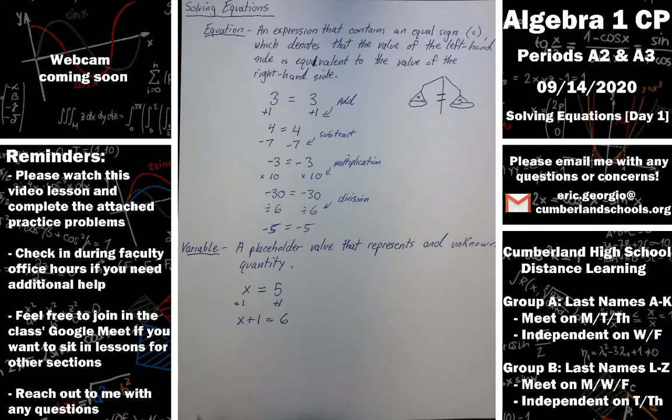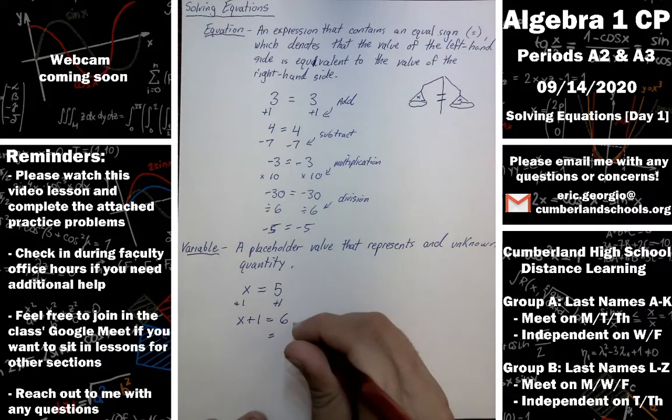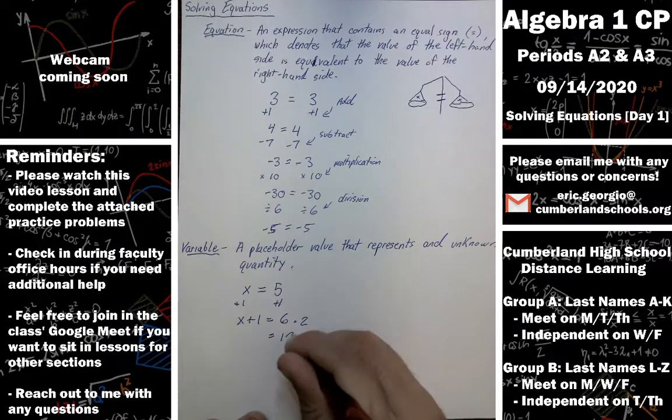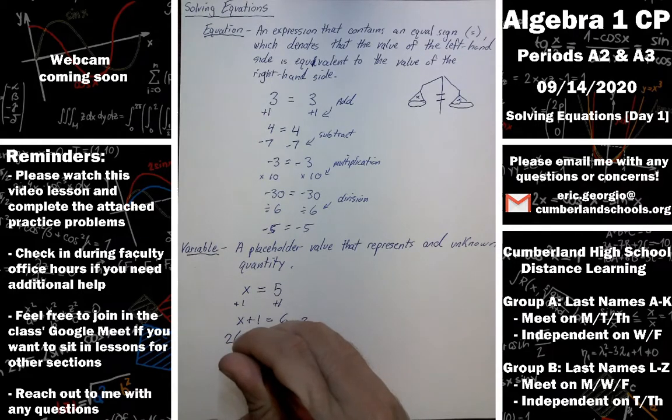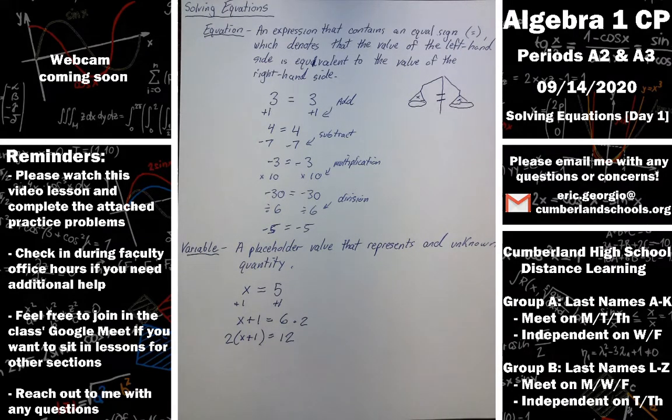If I want to preserve equality, suppose I want to multiply this side by 2, 2 times 6 is 12. I have to do the same thing to this side as well. I have to take the whole expression and multiply this by 2. And that would also preserve equality, correct?